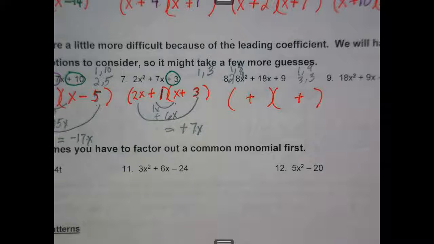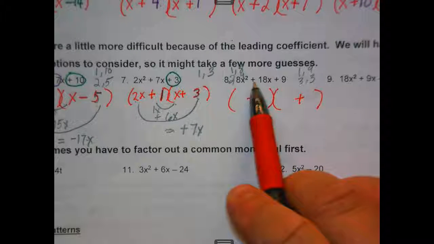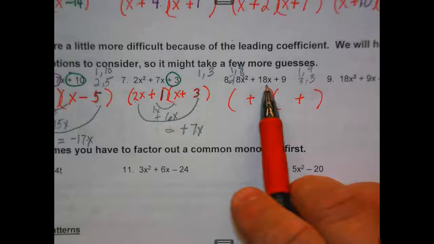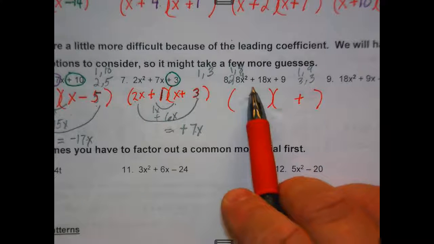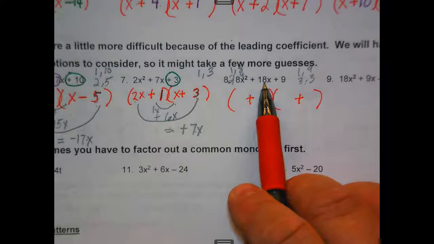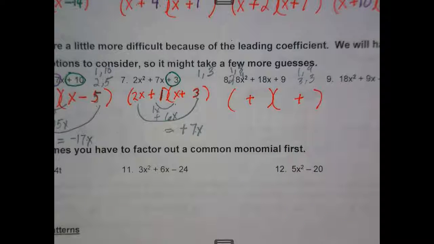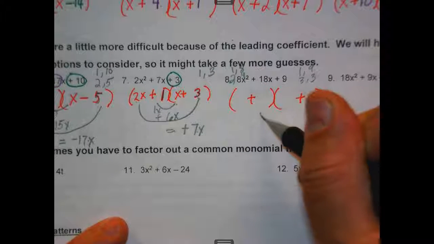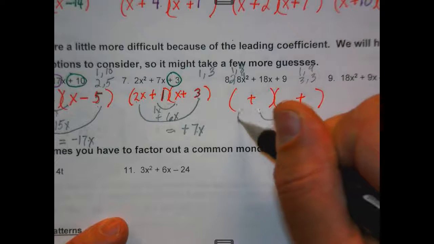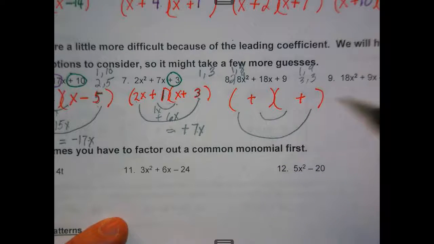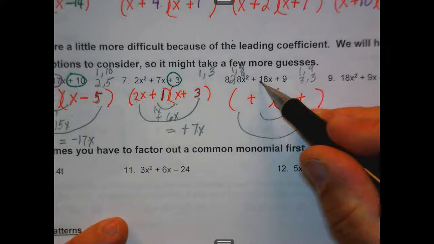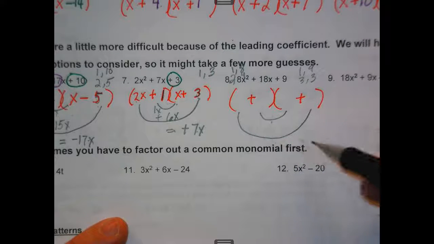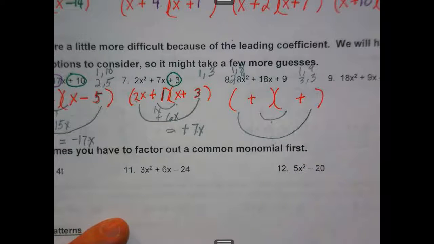If this was a negative 18, if my B, because that's my B coefficient of X, was negative 18, then I would have to use negative, negative. Because don't forget, I'm going to be adding them, and the only way to get it positive is if I add two positive numbers together. Okay? All right, so let's just try.